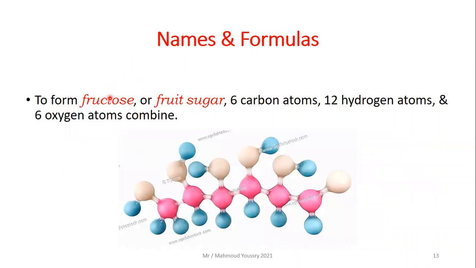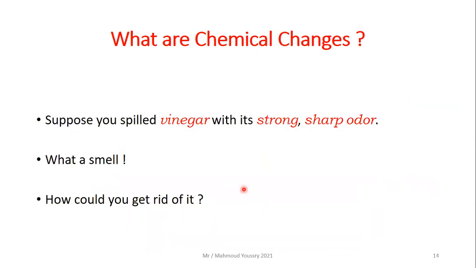To form fructose, the fruit sugar, 6 carbon atoms, 12 hydrogen atoms, and 6 oxygen atoms must combine together. As you can see, these are the 6 carbon atoms. They are linked to 6 oxygen atoms. The gray ones and the blue ones are the 12 hydrogen atoms. This is the molecule, or the compound, of fructose, or the fruit sugar.